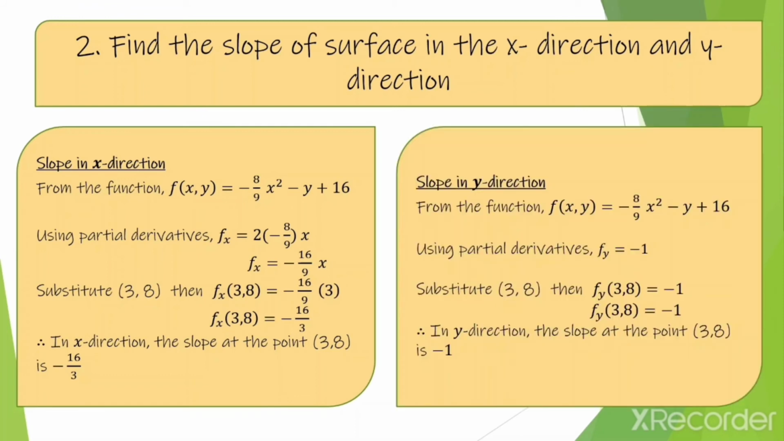For the slope in the y direction, we also need to use the partial derivative for fy. Then we get fy equals negative 1. Substitute point (3, 8) into the fy equation, and then we get fy equals negative 1. Finally, in the y direction, the slope at the point (3, 8) is negative 1.